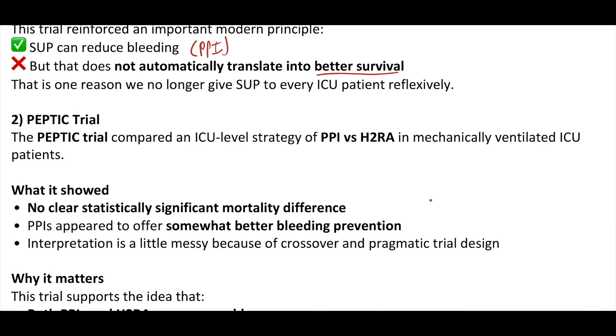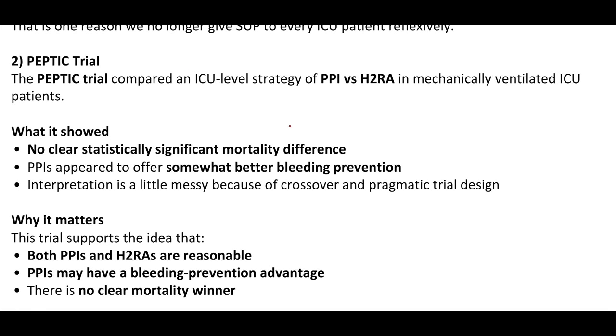The PEPTIC trial. The PEPTIC trial looked at PPIs versus H2 receptor antagonists, so pantoprazole versus famotidine in mechanically ventilated ICU patients. And what it showed was no statistically significant mortality difference between the two. PPI seemed to offer somewhat better bleeding prevention, although, again, this was not a statistically significant change. And then it was a crossover pragmatic trial design, so these get a little complex in their interpretation.